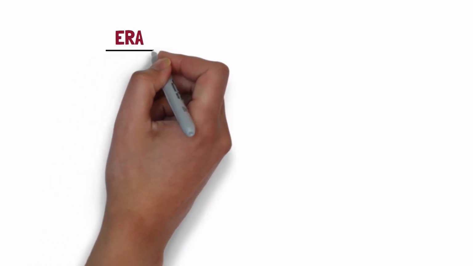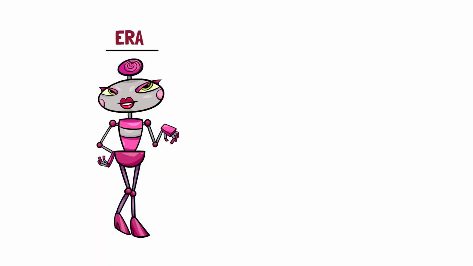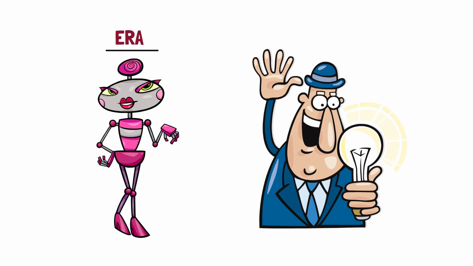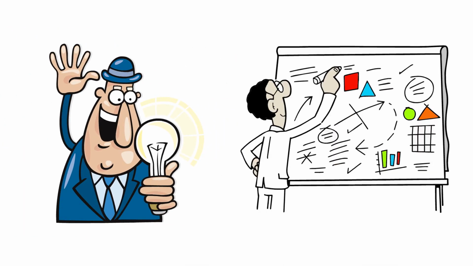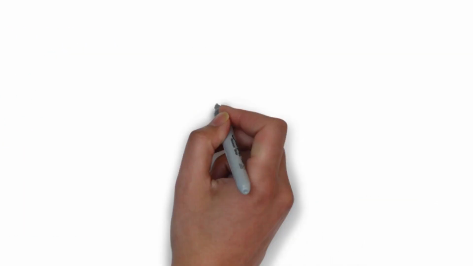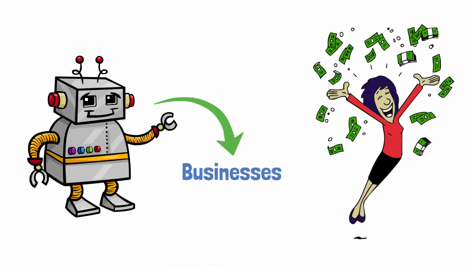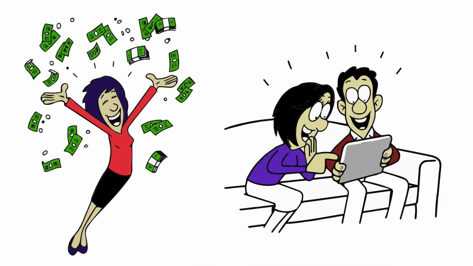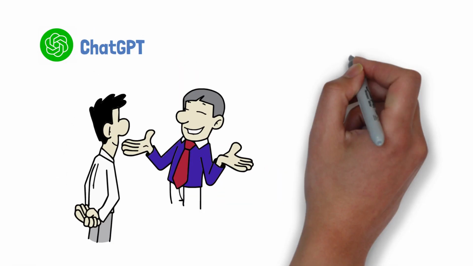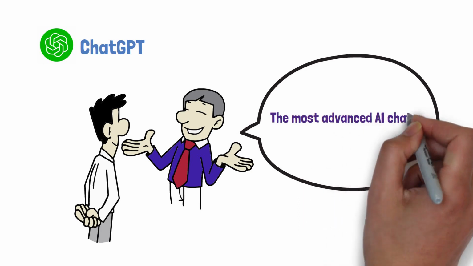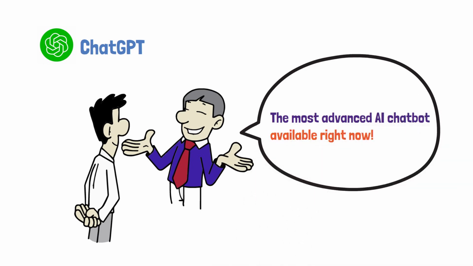Since the era of advanced artificial intelligence has begun, I also decided to test my luck and plan to set up an entire online business using only AI. People are making thousands of dollars by smartly integrating AI into their businesses, and that's exactly what I'll be doing in this video. I'll use ChatGPT, which, if you don't know, is the most advanced AI chatbot available right now.